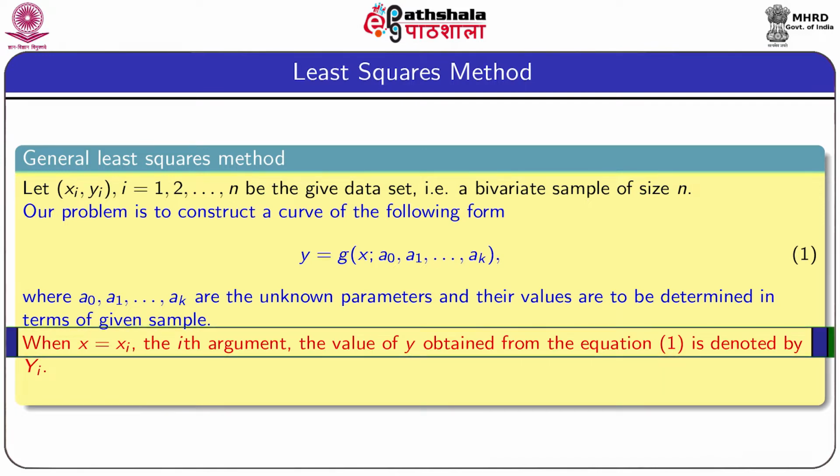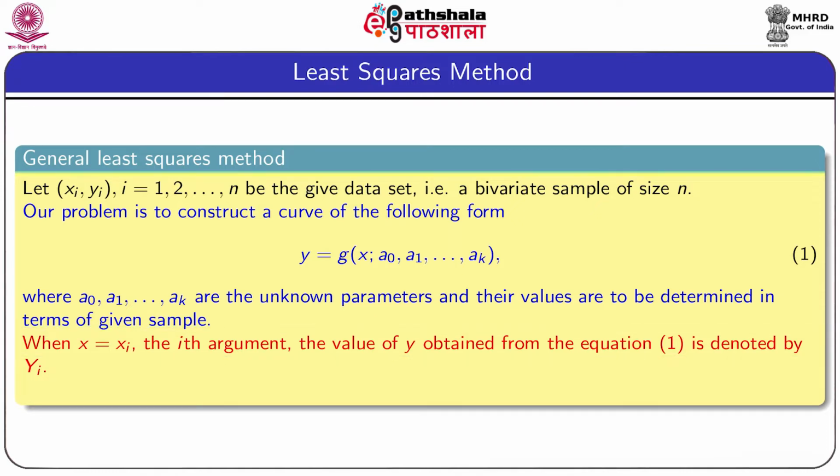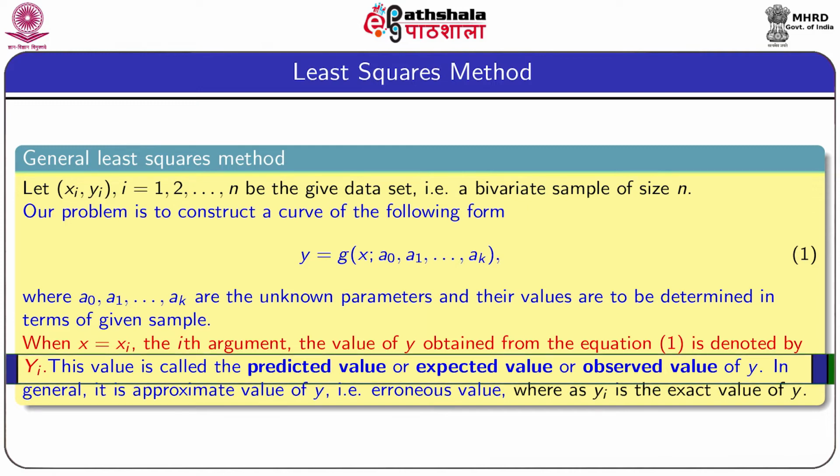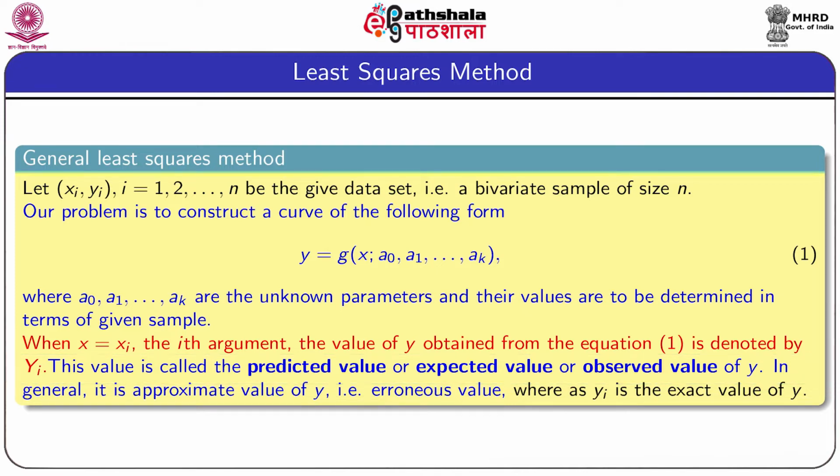When x equal to xi, the ith argument, the value of y obtained from the curve 1 is denoted by capital Yi. This value, capital Yi, is called the predicted value or expected value of y. In general, it is the approximate value of y, that is, an erroneous value of y, and it is obtained from the fitted curve. Whereas small yi is the exact value of y.